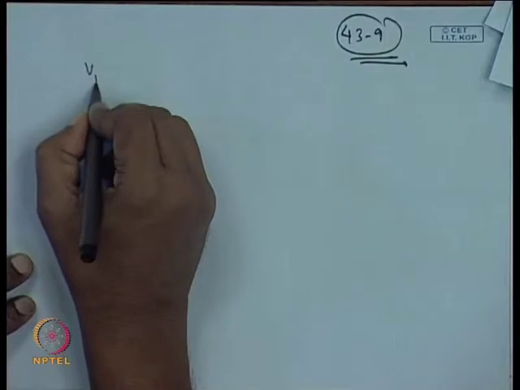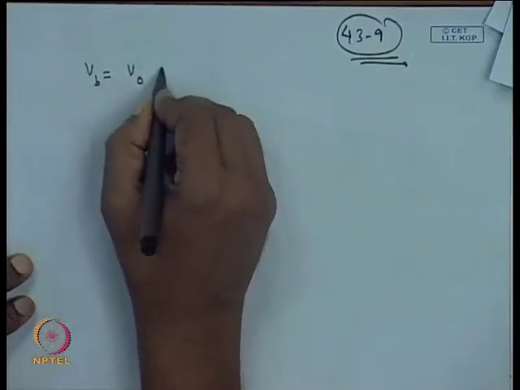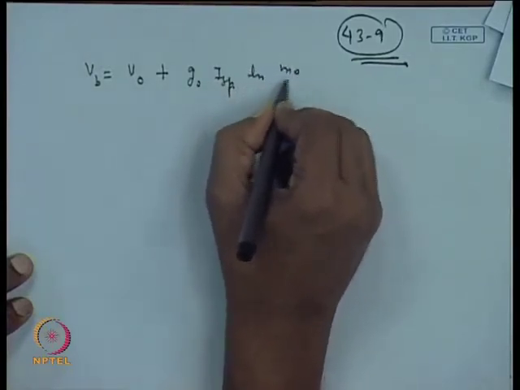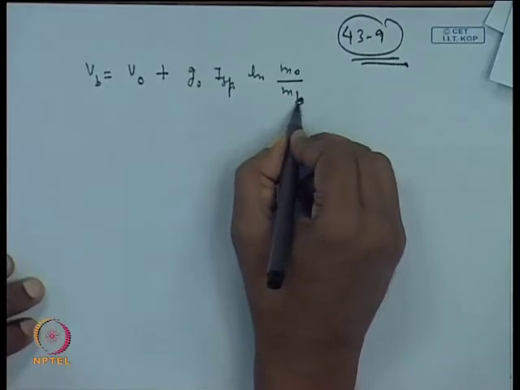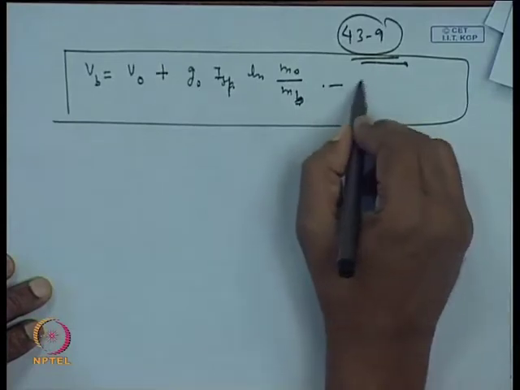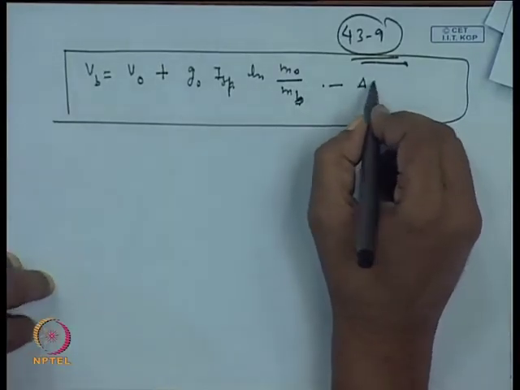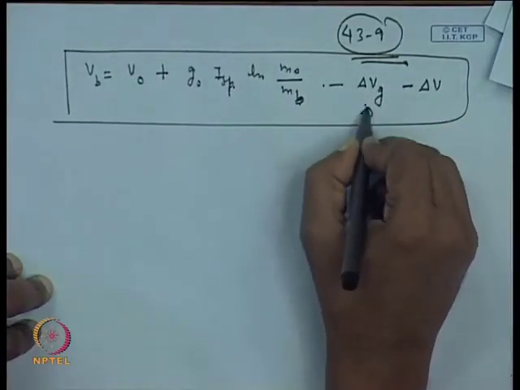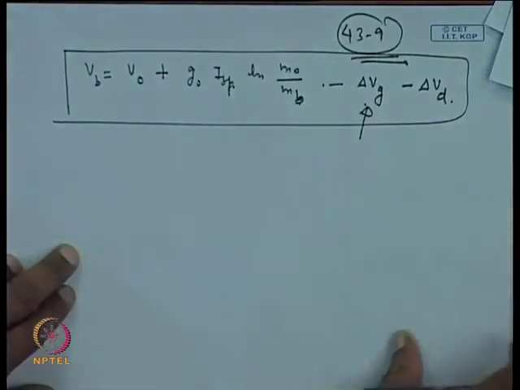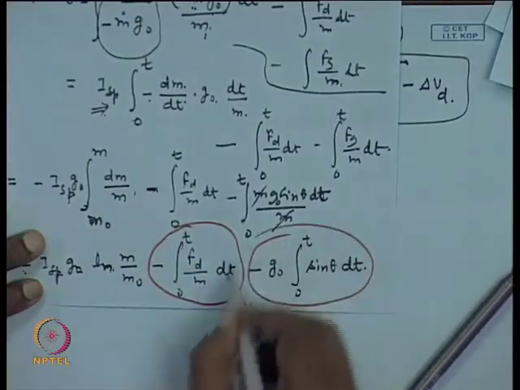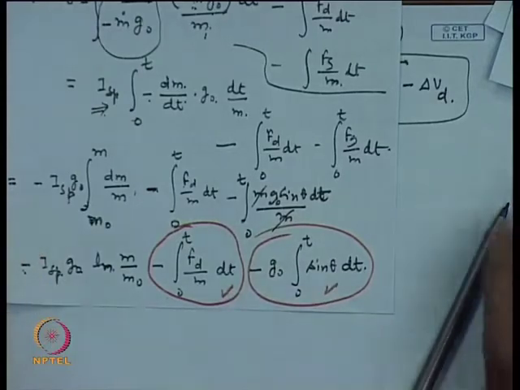So, somewhere again a compromise is required, and V b we can write as V 0 plus g 0 I s p ln m 0 by m b, and the other terms which are here we have written as delta V gravity, and this is the correction required due to gravity, and delta V due to drag. Okay, and these correction terms are nothing but the terms present here. So, these are the correction terms required. This is due to the drag and this is due to the gravity.